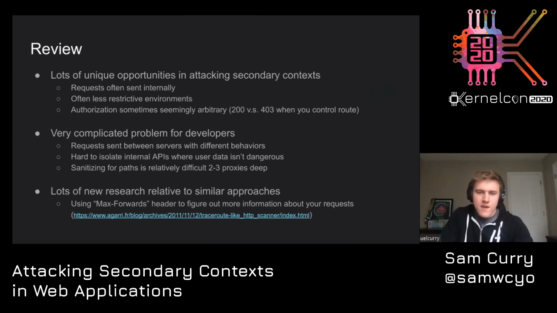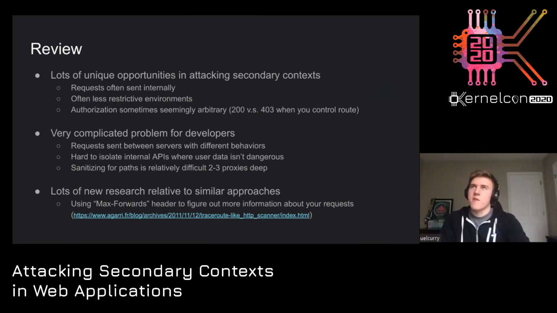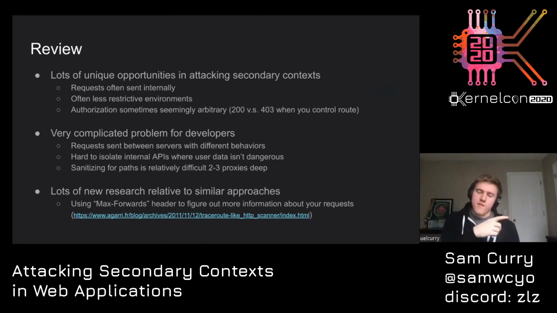Kind of went over that already. Authorizations are sometimes seemingly arbitrary, like 200 versus 403. I don't think you should be checking an HTTP response to determine whether someone has access to a resource if that user can control the entire path. It just seems kind of crazy to me, and that's where a lot of those vulnerabilities arise. It's a very complicated problem for developers. When you're two levels deep in an environment and you're dealing with somebody else's library for talking to an underlying box, it can be a hard problem to solve. It's really hard to isolate internal APIs to the point where the user data isn't dangerous.